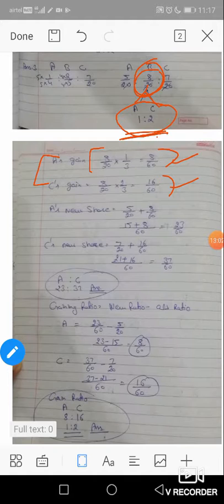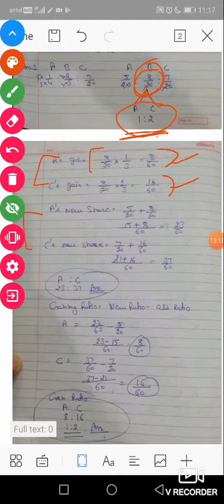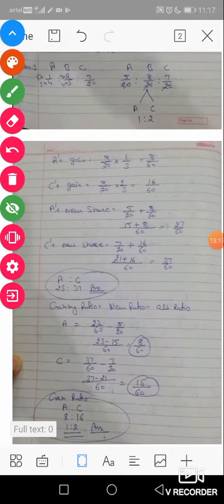Okay. Now next, what is A and C's new share? We know that A's old share is 5 upon 20. A's old share is 5 upon 20 and he gets from B 8 upon 60. So his share will be increased.